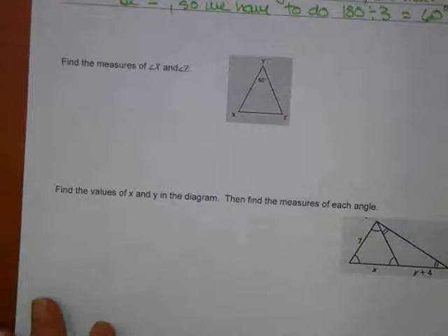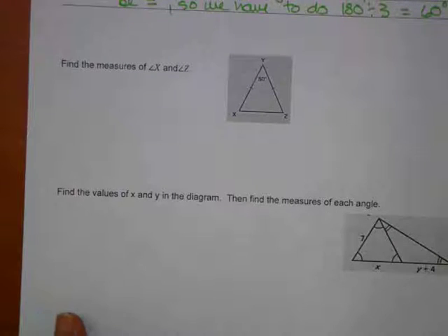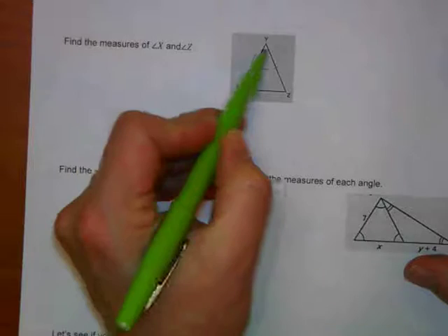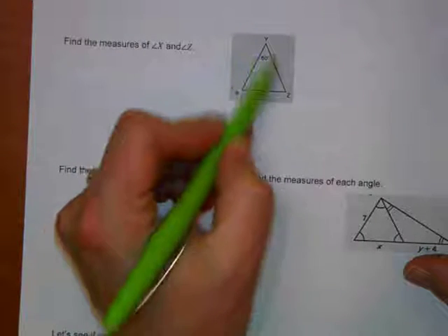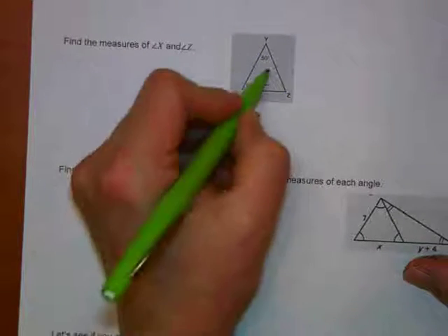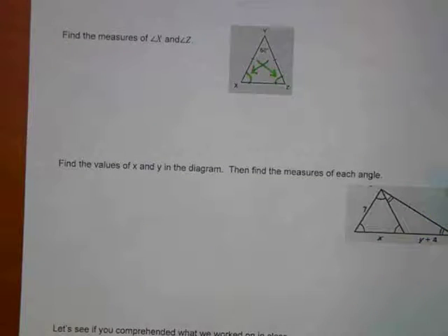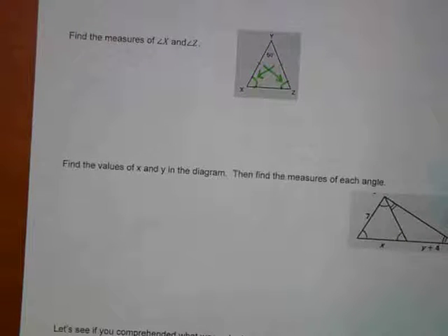All right. Find the measure of angle X and angle Z. So let's take a look at this. What do we know so far? We know this angle is 50 degrees. We know these sides are congruent. So we know that these are also what? Congruent. What do we know about the angles of a triangle? They add up to what?